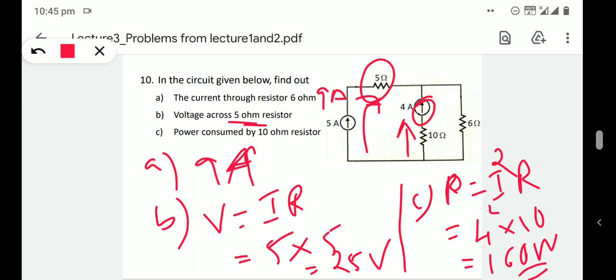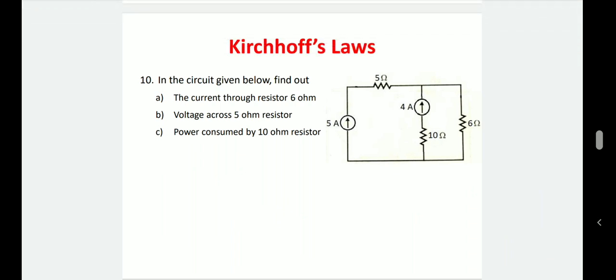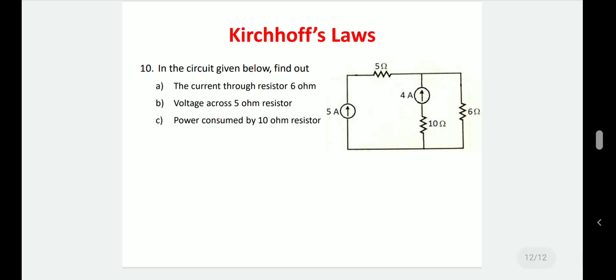So this is all about the numerical problems based on the first 2 lectures.